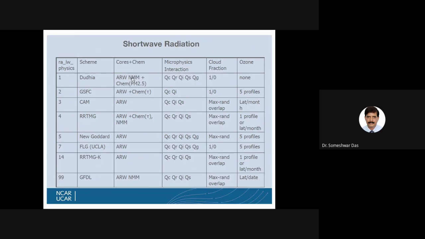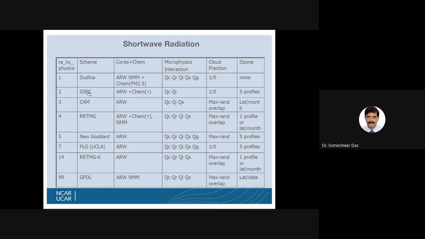You can just read these slides yourself. Dudhia's scheme is available in both ARW and NMM, plus in WRF-Chem also. If you are choosing this scheme, that means you are using all these cloud microphysical parameters: QC, QR, QI, snow, graupel, etc. It doesn't have any ozone.